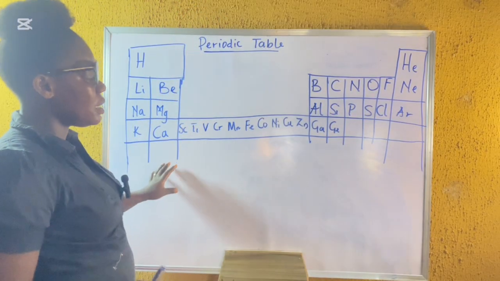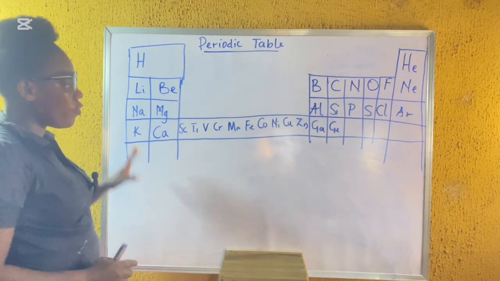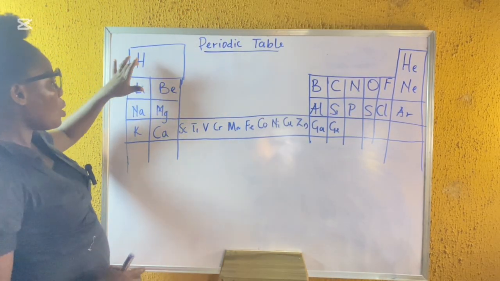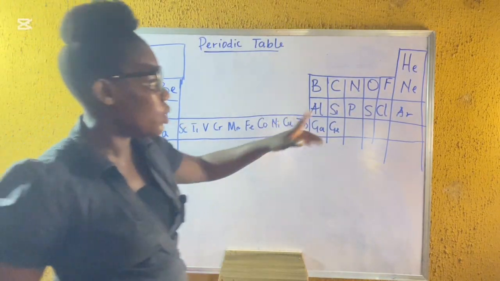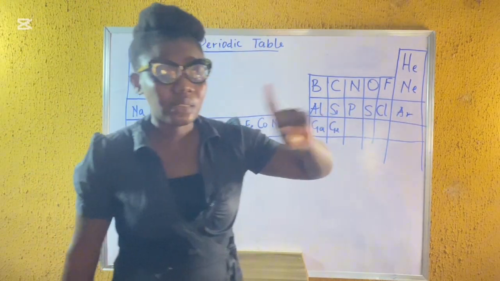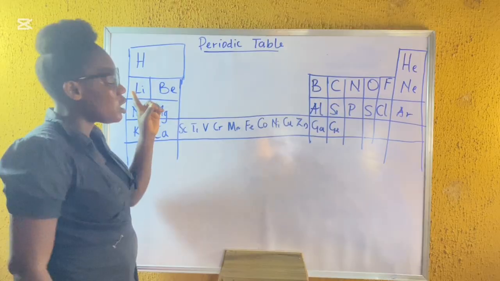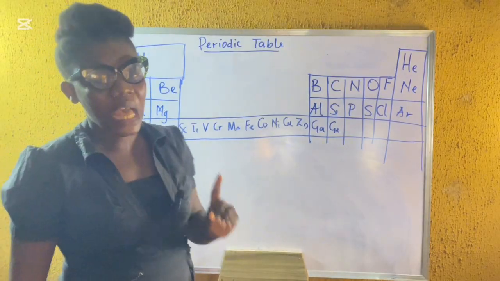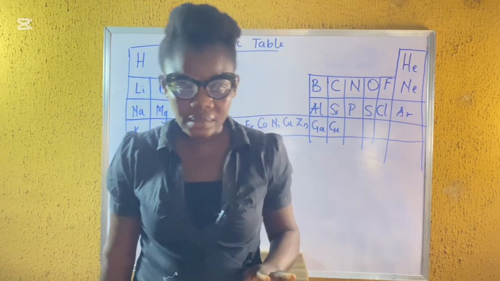So the modern periodic table arranges the elements according to their atomic number. This is just a simple sample of the periodic table, where we have hydrogen, the first atomic number, helium the second one, then lithium the third, and on and on like that.